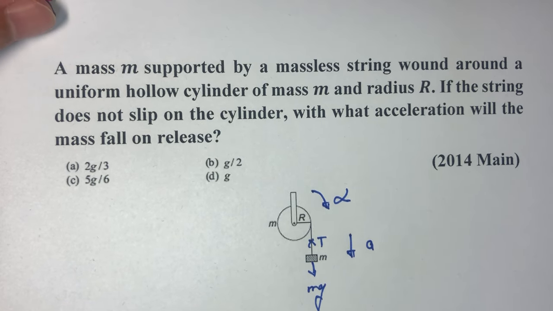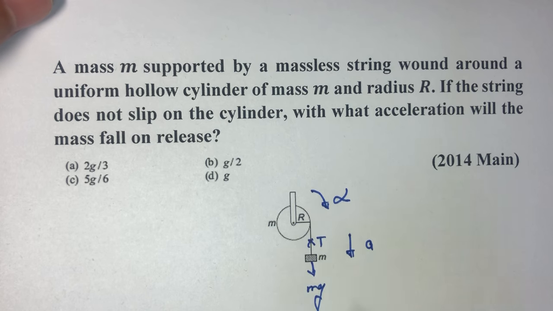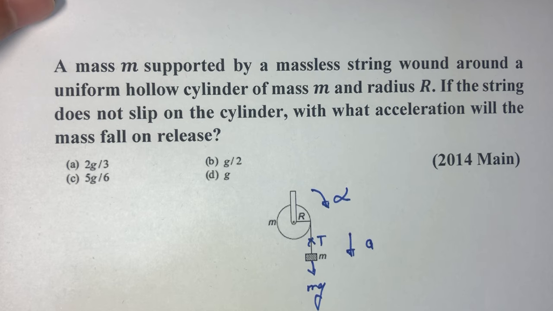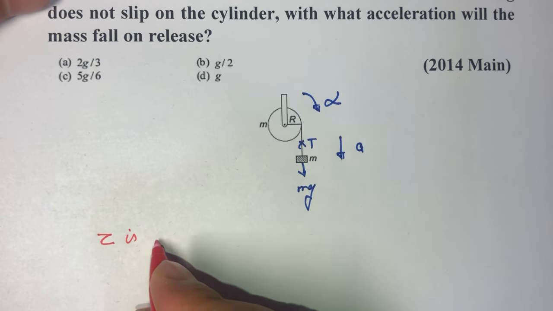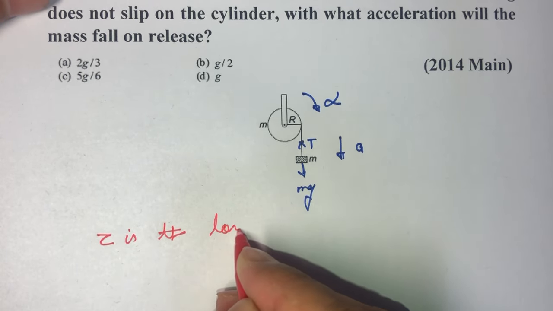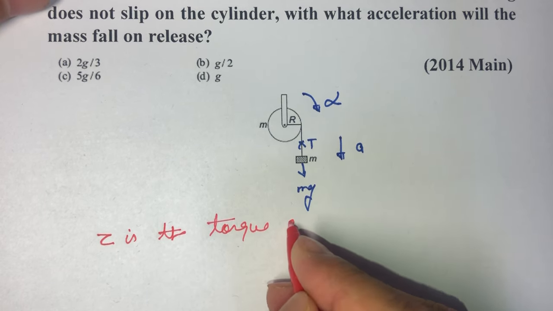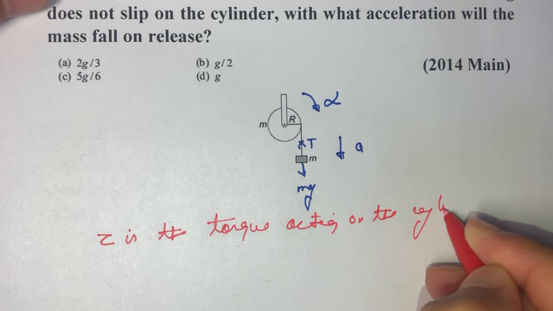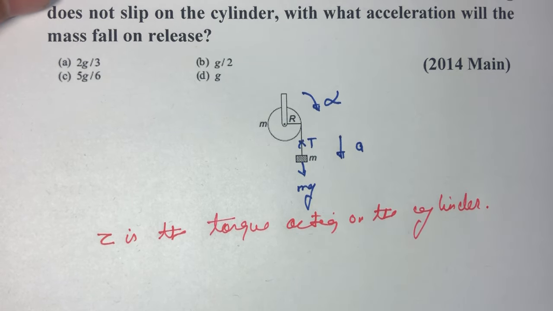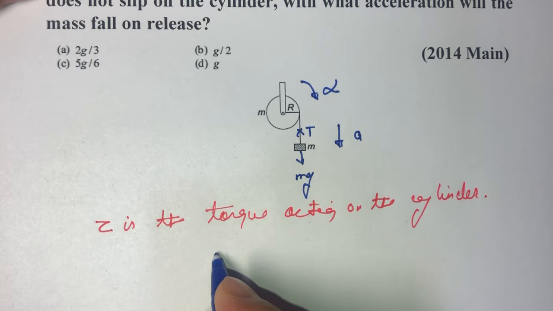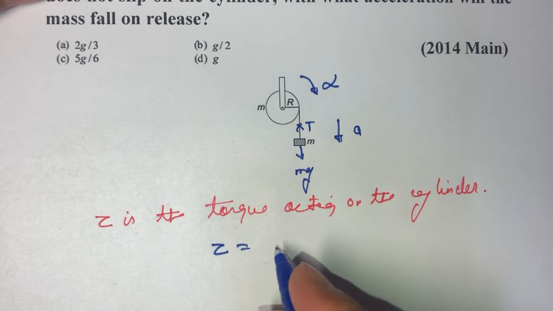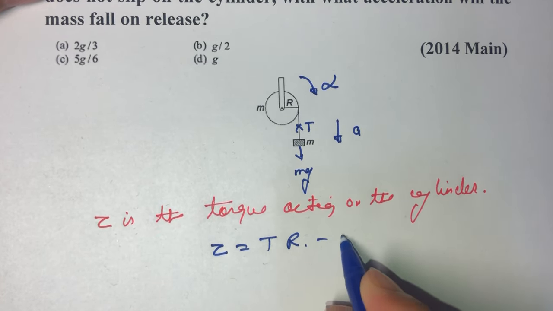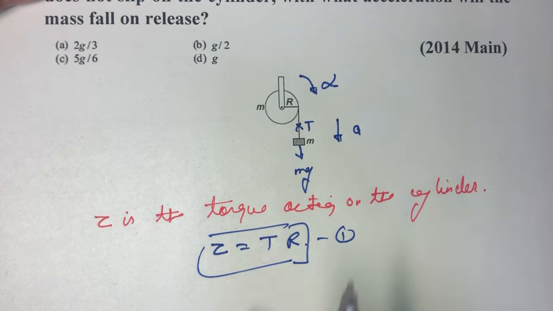So in this case, if tau is the torque acting on the cylinder, we can write the equation that tau will be equal to the force, that is tension T, and the radius of the cylinder. Let us call this equation number 1.